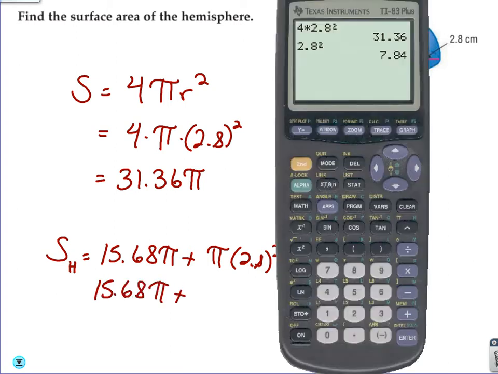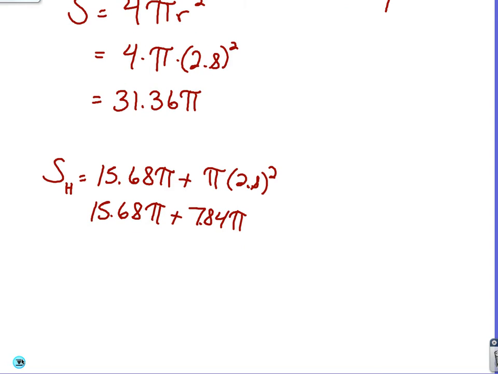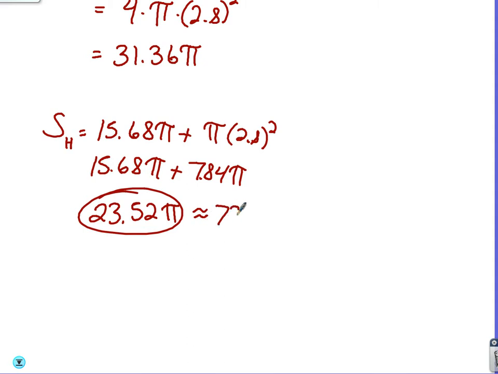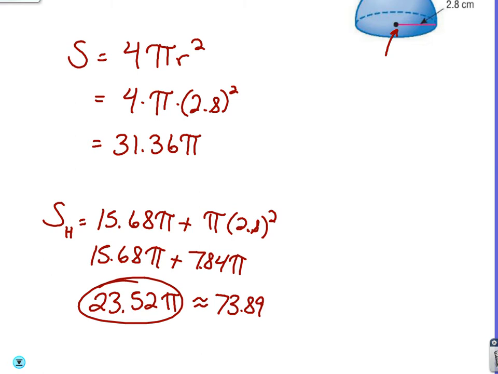So we now have 15.68 pi plus 7.84 pi, which gives you a total exact answer of 23.52 pi. That's the exact answer. Approximate, 73.89, and that's in centimeters squared.